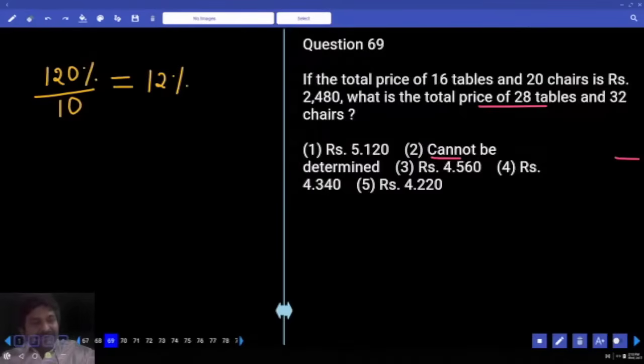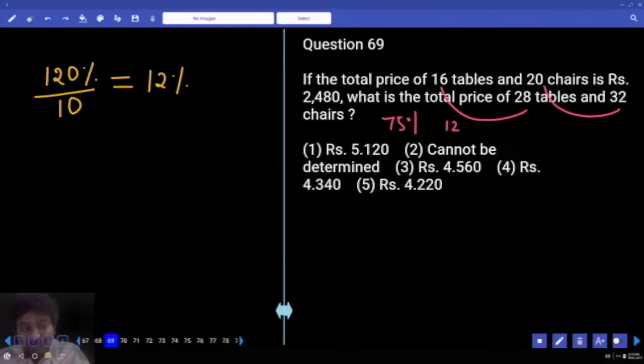The total price of 16 tables and 20 chairs is 2480. What is the price of 28 tables and 32 chairs? We told you already, if the increase in tables and in chairs are in the same proportion, then we can answer the question. Otherwise, we cannot answer. Initially 16 tables are there. Then it became 28. How many increased? 12 increased from 16, right? Which I can say 75% more tables we need.